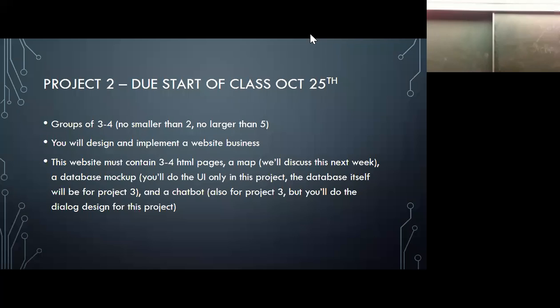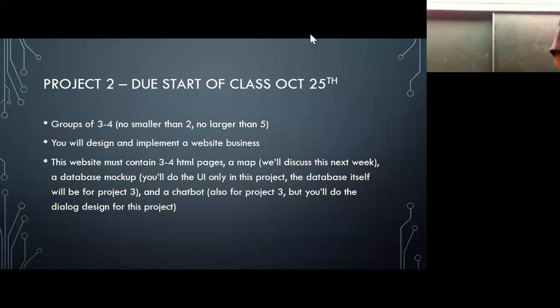So we have to work on scope a lot. You're not going to create the next Facebook in this class. You're not going to create a 50 web page site in this class that sells everything under the sun in 15 different categories. So realistic scoping of the project is very, very important.